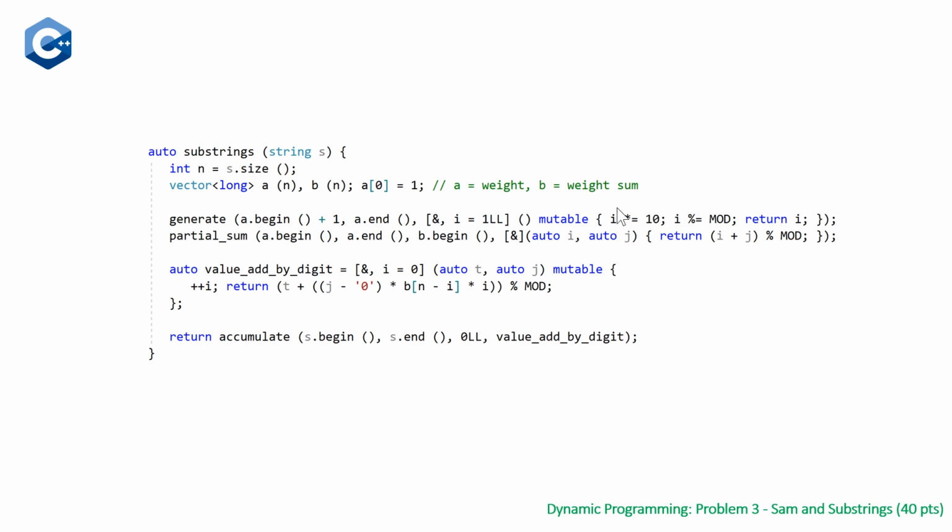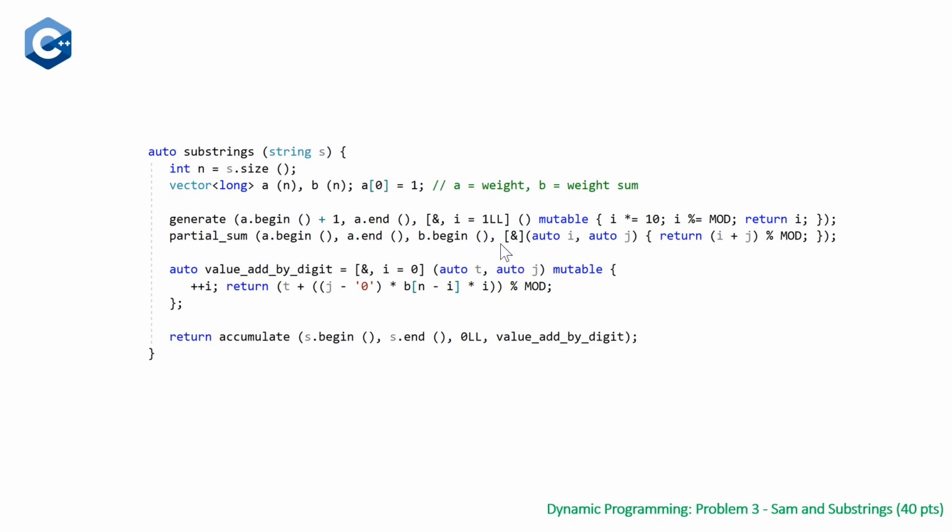And each time we multiply this by 10, and then we just set the current element at our index to be that value. So basically we're going to generate all the values in A starting with 1, and then every element after that will just be 10 multiplied by the previous element. And then using the values that we've calculated in A, we can use partial sum with our source vector being A, and our target vector being B.